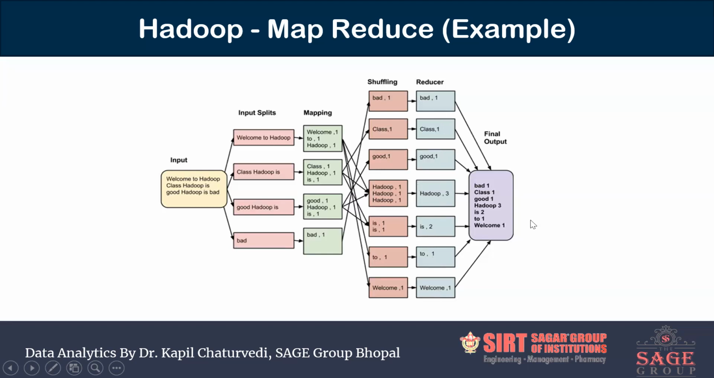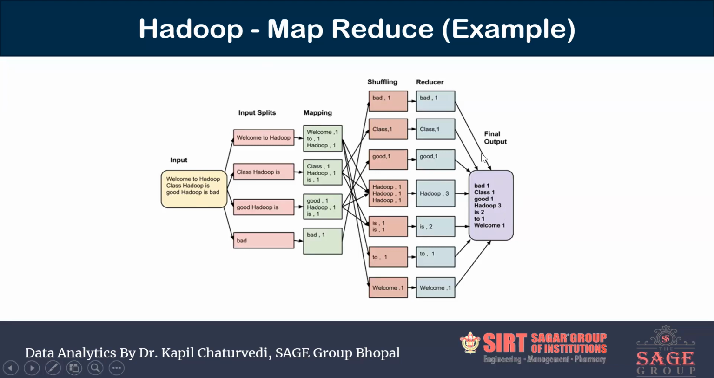Now, in the final step, we produce the final output by merging that. So we can see the summary: bad comes one time, class comes one time, good comes one time, Hadoop comes three times, is comes two times, to comes one time, and welcome comes one time. So here we can see that the frequency of Hadoop is 3, and the rest of the words have lower frequency. So we can say that the document is about Hadoop.